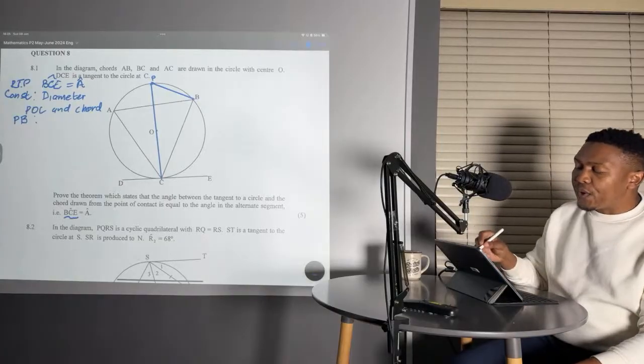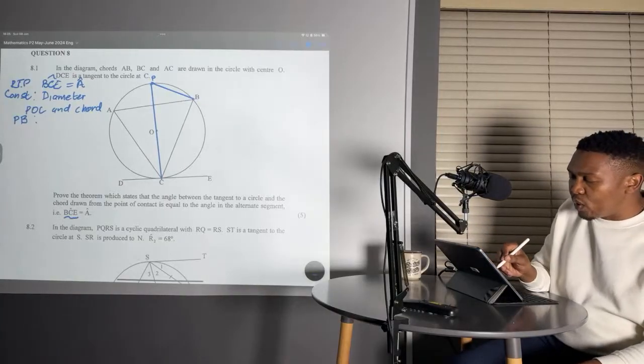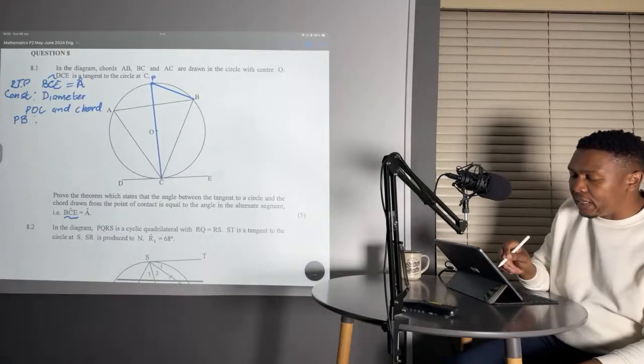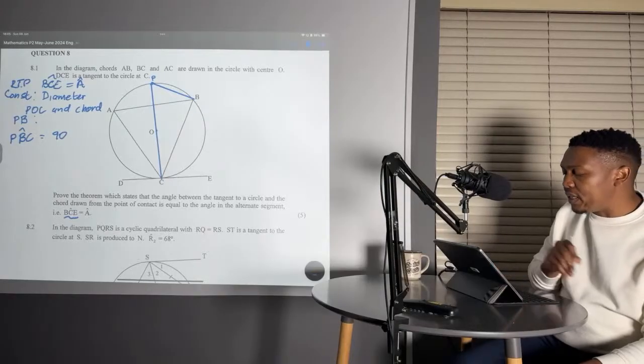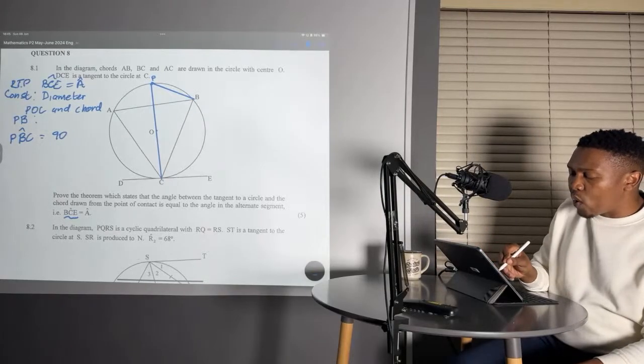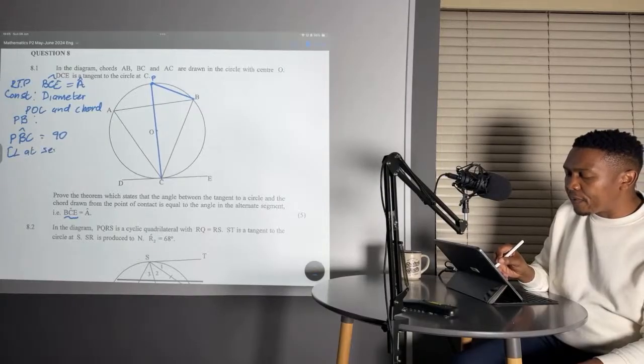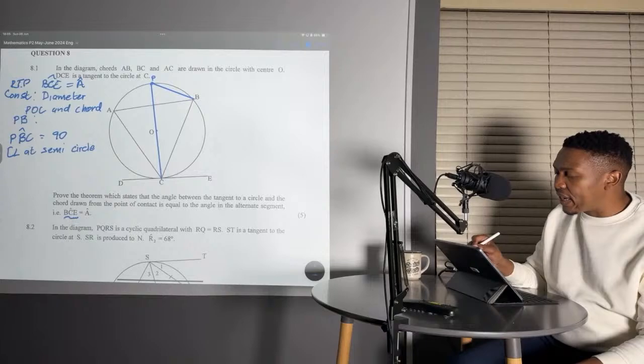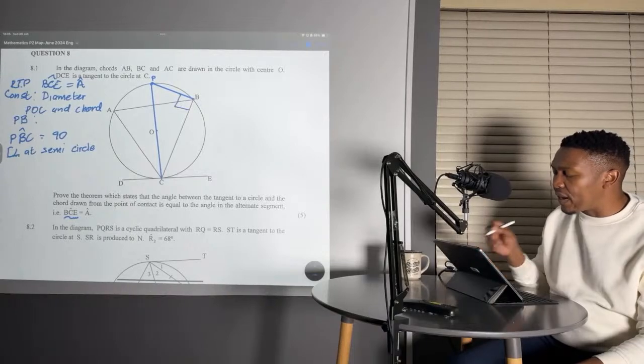So firstly, what we note is that we know that angle PBC is equal to 90 degrees, right? And why is that? We know this is the angle at semicircle, right? So this is the same angle at semicircle. So we know this guy here is 90 degrees, right?